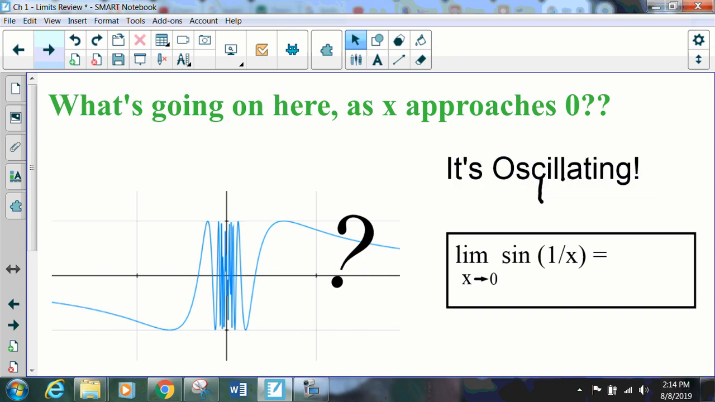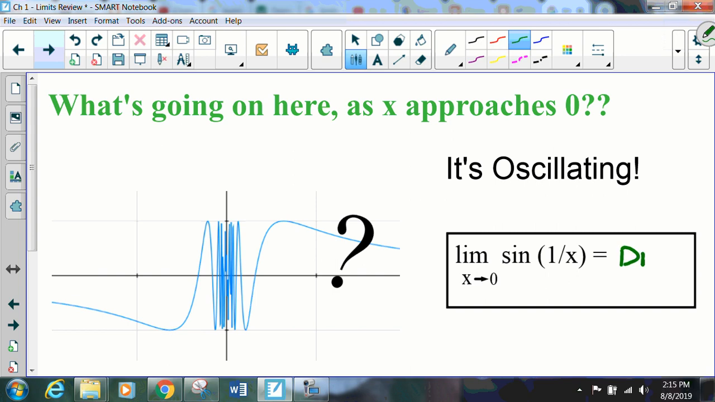There you go. It's oscillating, and so when a graph cannot make up its mind, the height of the graph, so the y value, can't make up its mind as x is approaching from both the right and the left, and it just keeps oscillating, we say that the limit does not exist, and we would write that it is oscillating as the reason.